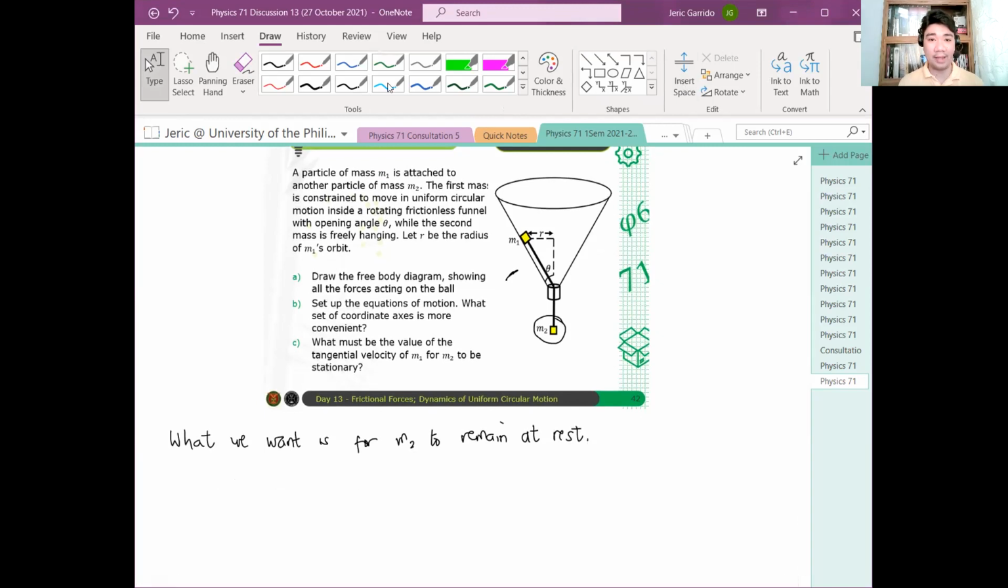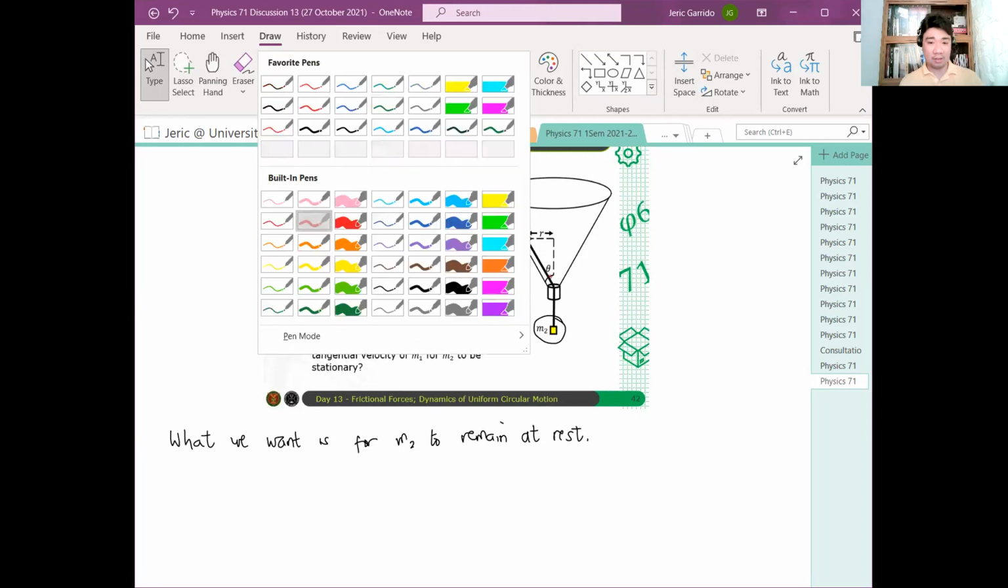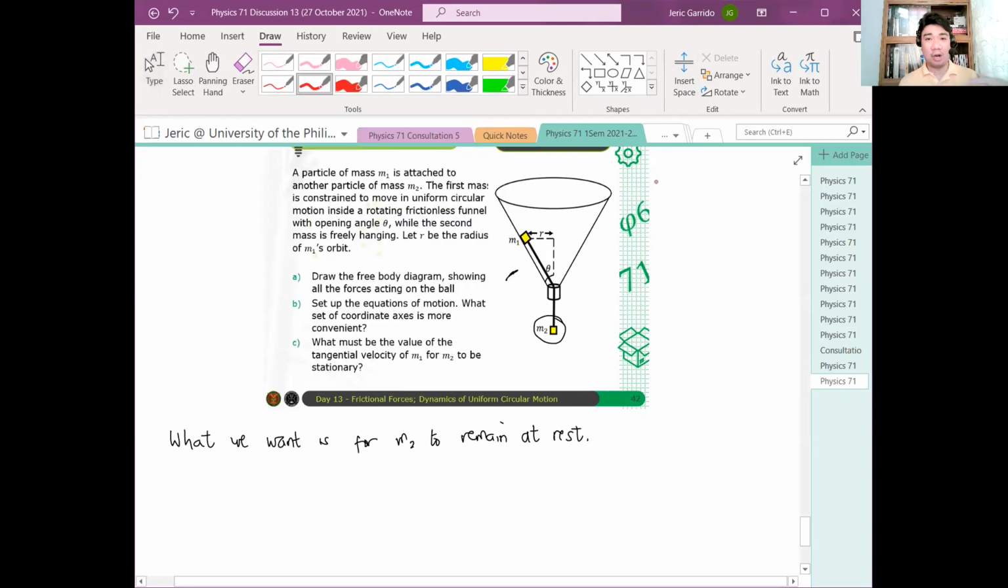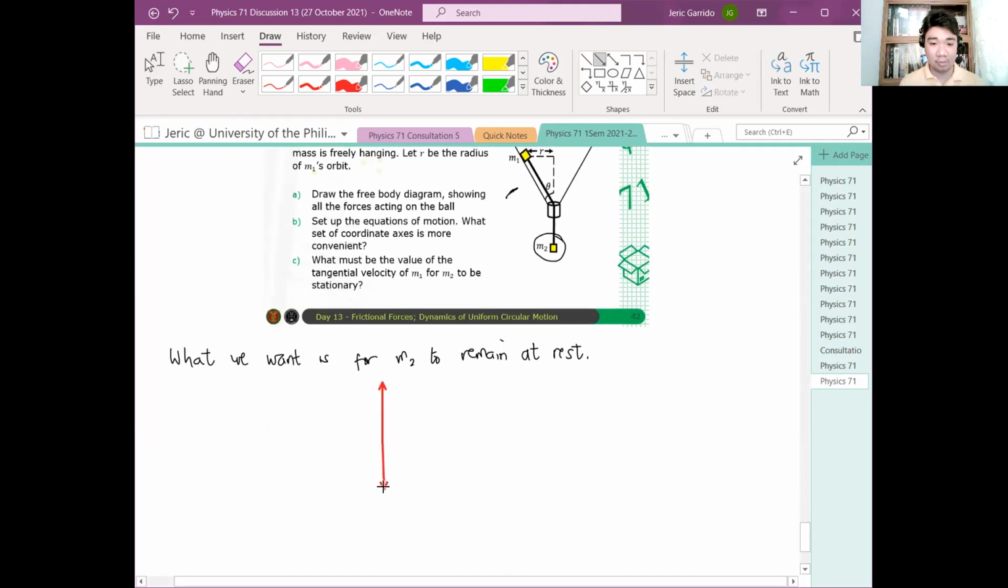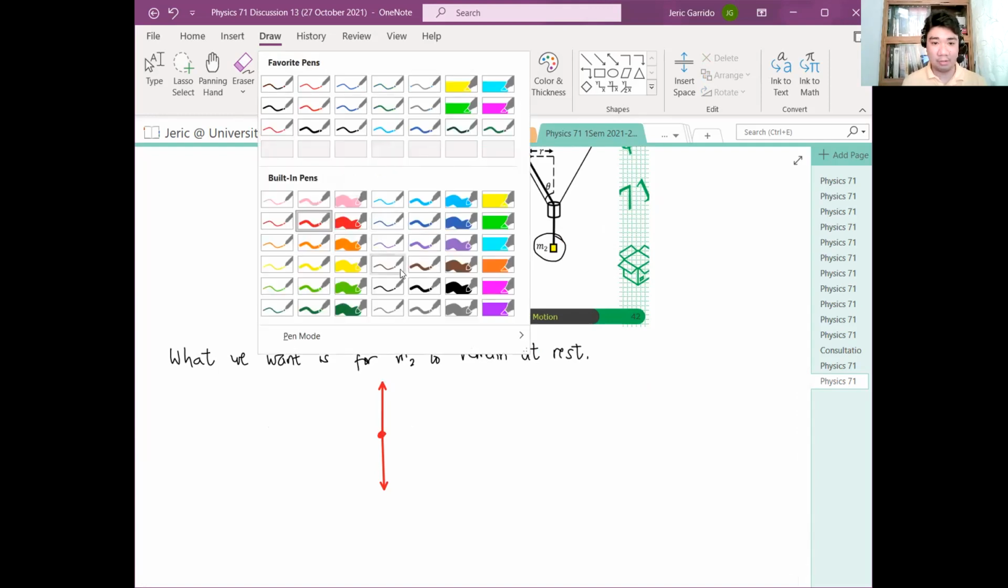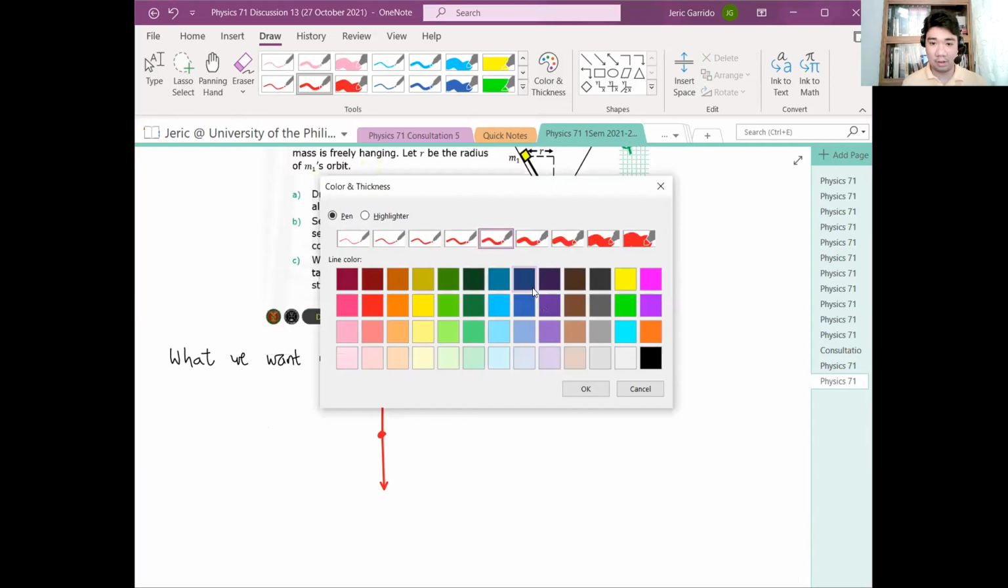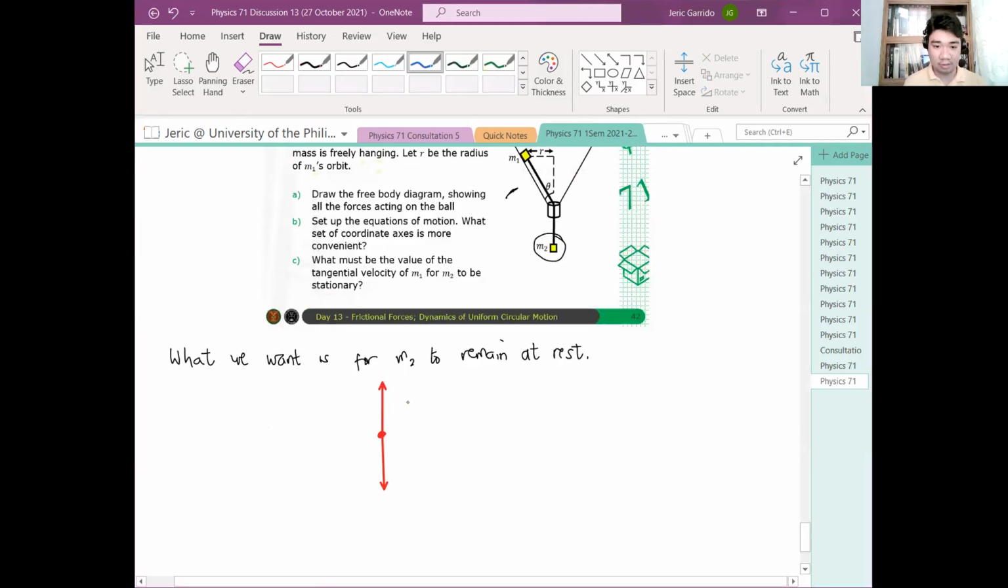So paano drawing a free body diagram? What are the forces acting on M2? Dalawa lang naman yan. Similar to the previous problem, dalawa lang yung forces na nag-act kay M2, which is tension pointing upward and weight pointing downward. So tension and weight. So again, I'll draw a big dot here. Okay, and this is blue, this is darker. Okay, so this is tension and this is weight.